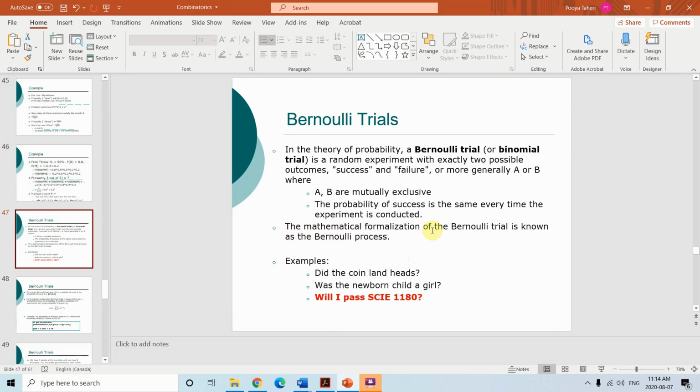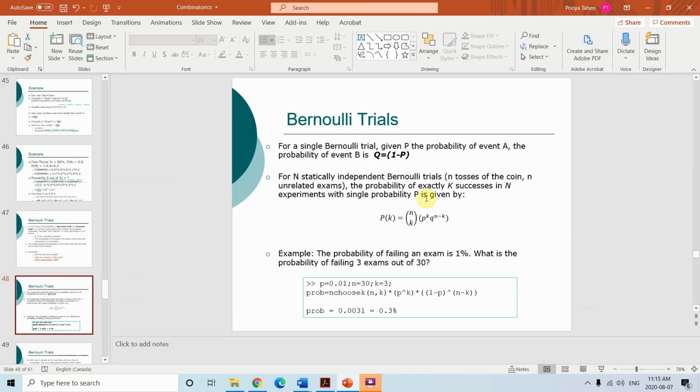So the mathematical formulation for the Bernoulli trial is known as the Bernoulli process. Some examples here: flipping a coin, or seeing out of n different childbirths how many girls or how many boys we can have, or the success rate or pass rate for a specific course. So there are different examples of this Bernoulli trial. Let's look at this one.